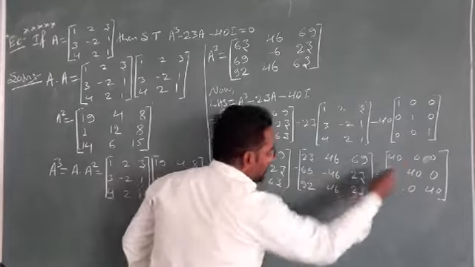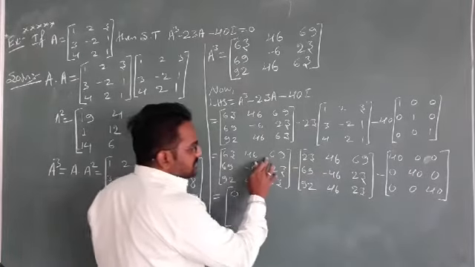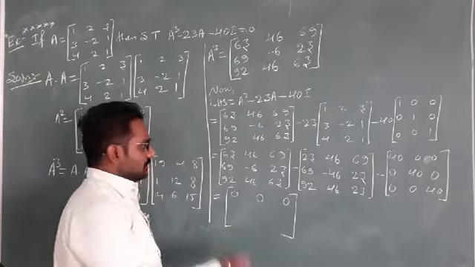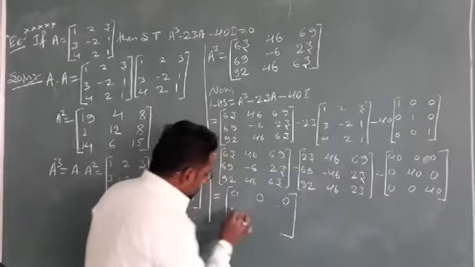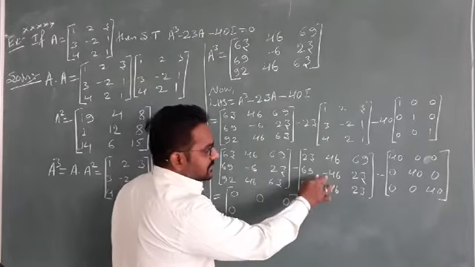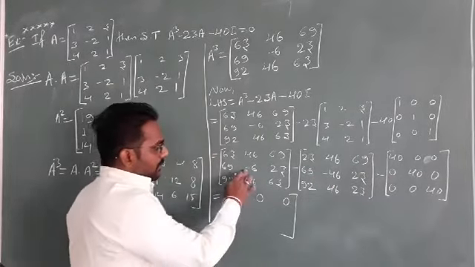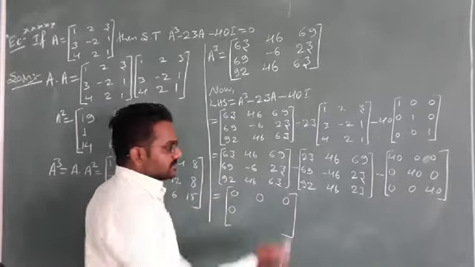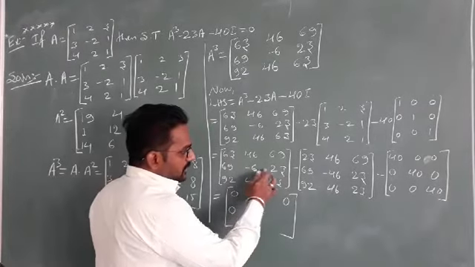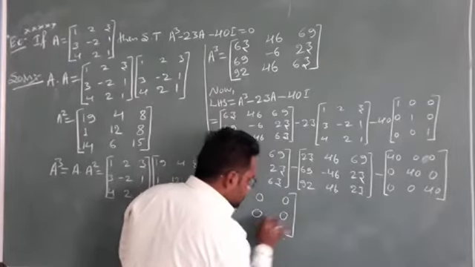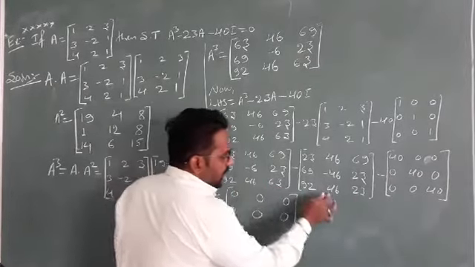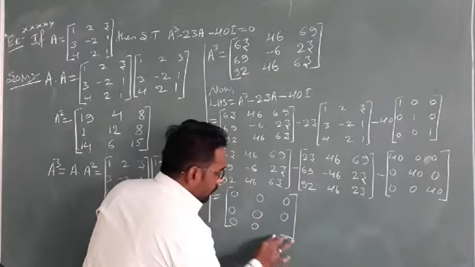46 minus 46 minus 0, that is 0. 69 minus 69 minus 0, that is 0. The first row elements are all 0. Next, minus 6, minus 40, plus 46, so minus 6 minus 40 plus 46, you get 0. Plus 23 minus 23 minus 0, it is 0. 92 minus 92, it is 0. 46 minus 46 minus 0, it is 0.